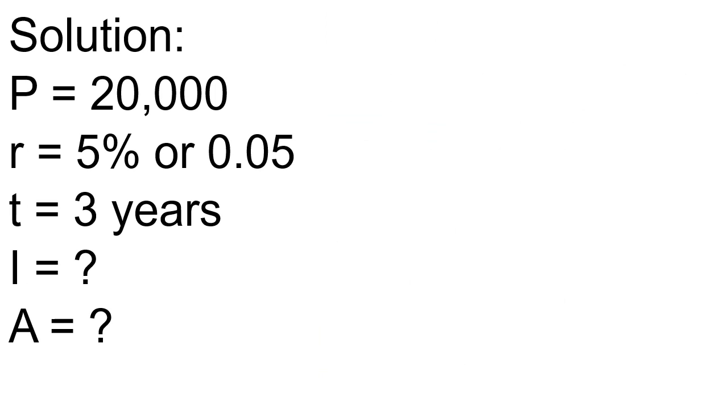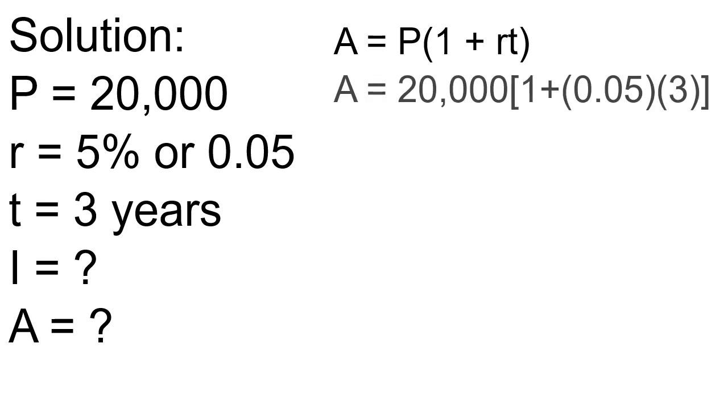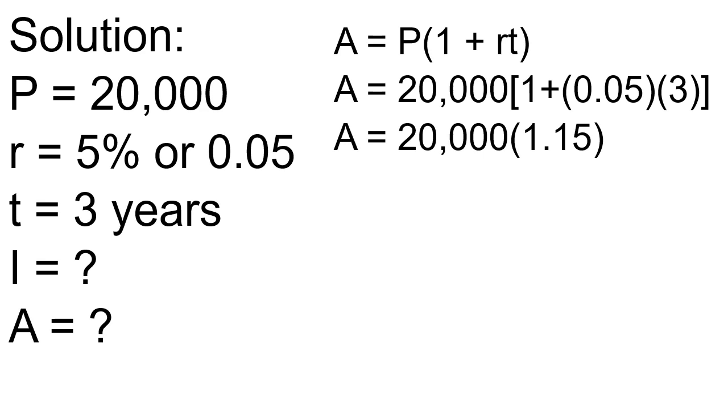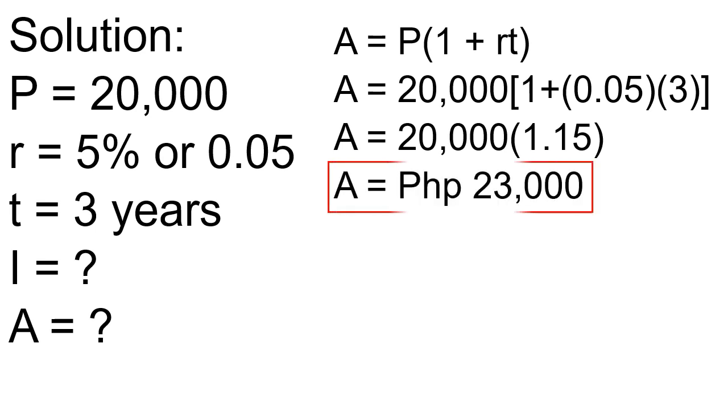We can also use another formula that was presented earlier. Still we will be using the same given. So let us make use of the formula A equals P times 1 plus RT. Substitute the values of P, R, and T. So 20,000 times 1 plus 0.05 times 3. 0.05 times 3 is 0.15, plus 1, that's 1.15. And 20,000 times 1.15 is 23,000 pesos. So the future value is 23,000 pesos. As you can see, we have obtained the same future value.